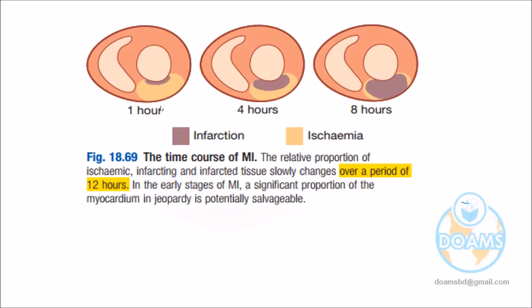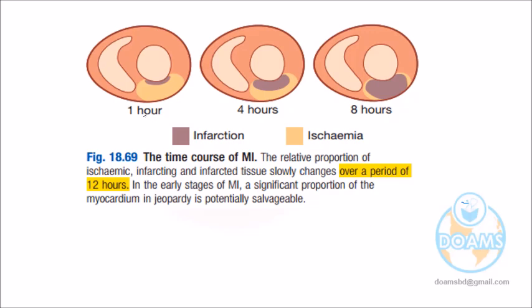If I ask you in this one, suppose 1 hour is there, and suppose this part is MI. In this area is MI, and the yellow area is the ischemic area. So the infarcted area is smaller here. How to diagnose this case? By the troponin I or ECG?